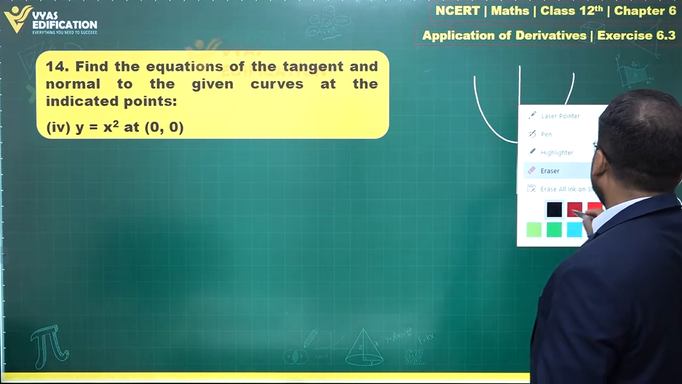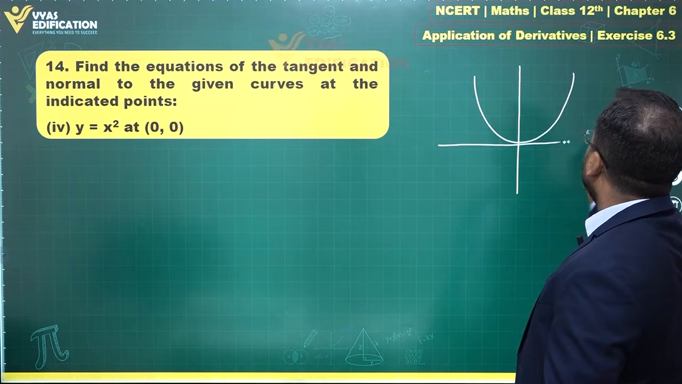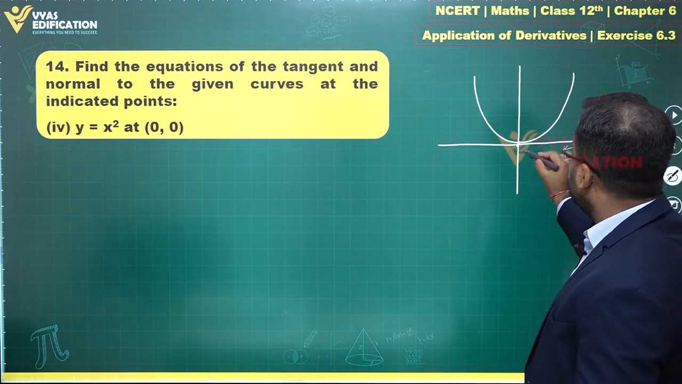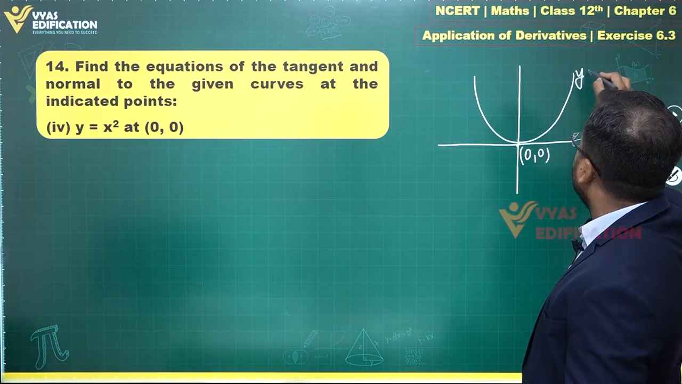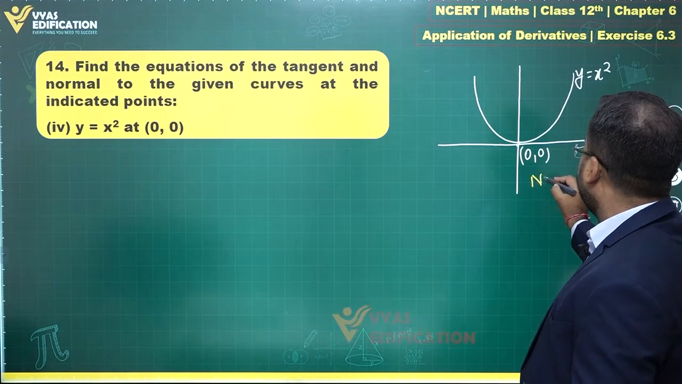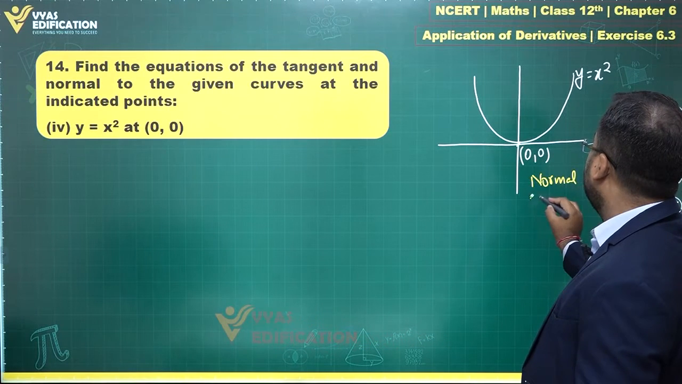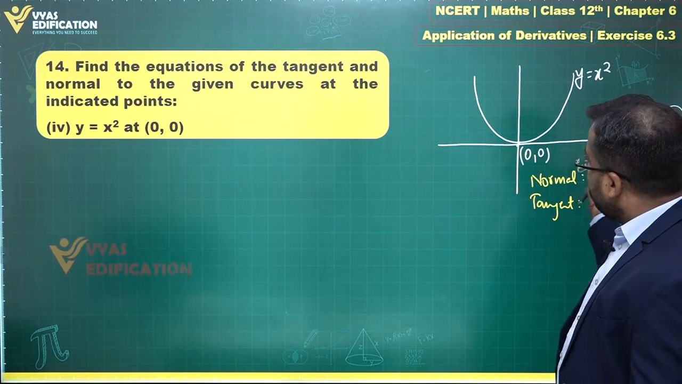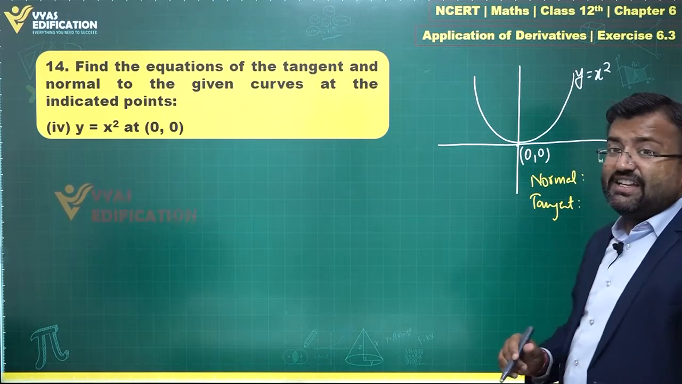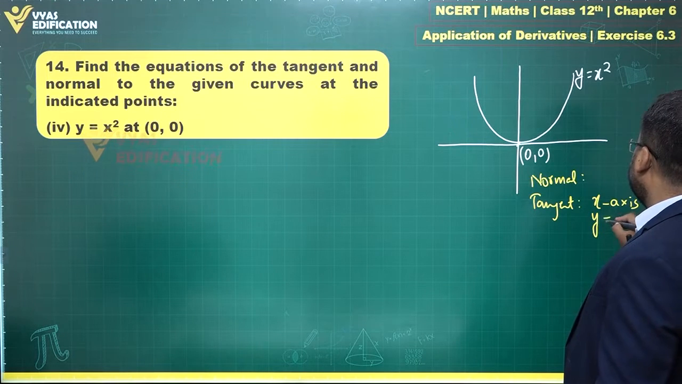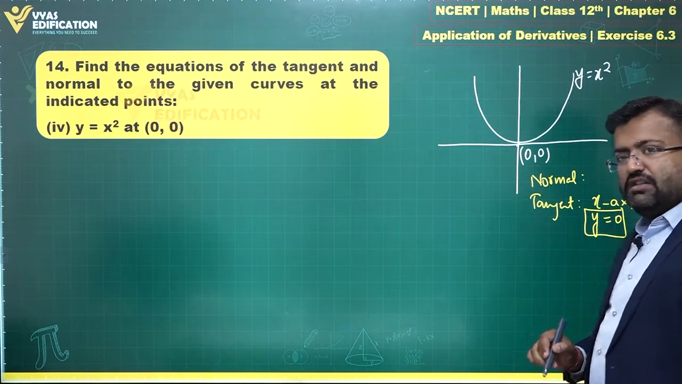And can you easily find the equation of tangent and normal without doing any calculations? Maybe yes. At 0 comma 0, this is the curve y is equal to x square. So normal and tangent can be found easily. Do you observe that at 0 comma 0 the x axis is the tangent? Tangent is the x axis and the equation of this x axis is simply y equals 0.